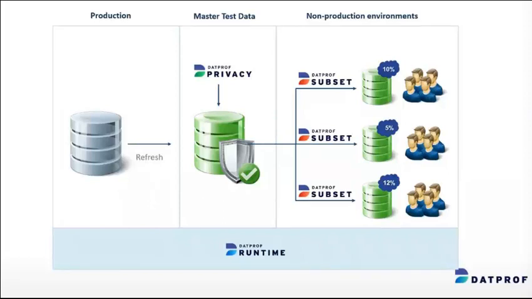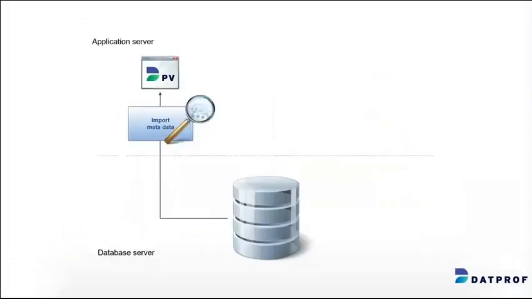Since we're going to look at data masking today, we're going to look at DATPROF Privacy in a bit more detail. So looking at DATPROF Privacy, what we do in the first step is that we make a connection with a data set, import the metadata, so not the data itself, but just the metadata of the set, and use that to come up with a masking template.